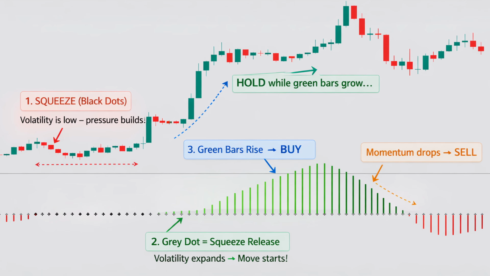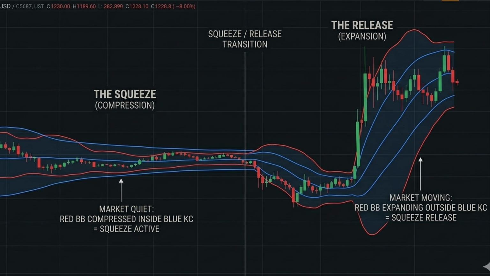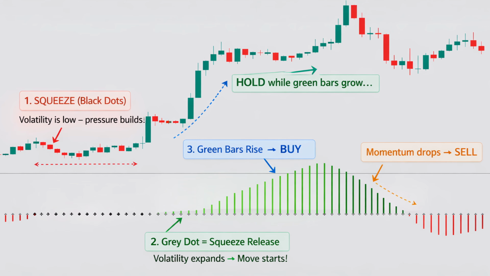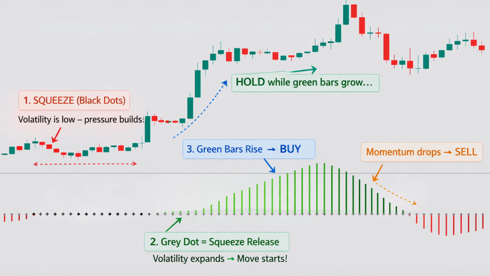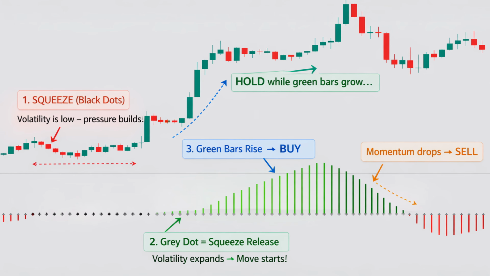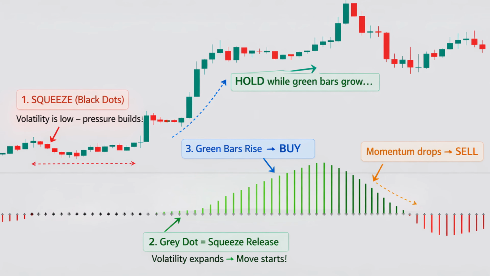This happens when the black dots appear, which means the Bollinger Bands have moved inside of the Keltner channel and volatility has become extremely low. During this phase, the market is compressing and pressure is building. While the squeeze is active, traders usually wait and watch because the direction of the breakout is still unknown. The longer the squeeze lasts, the more pressure is typically building in the market.